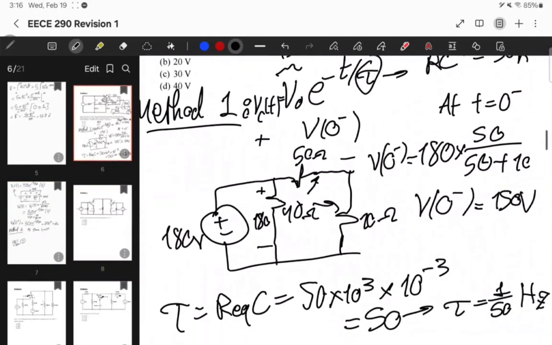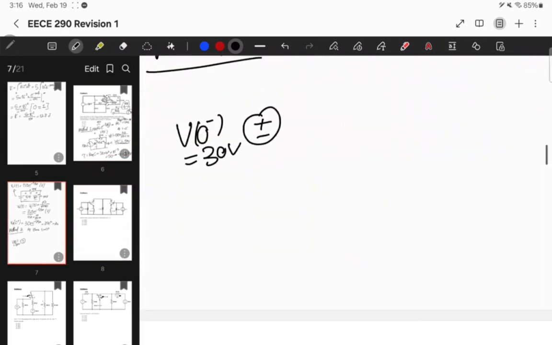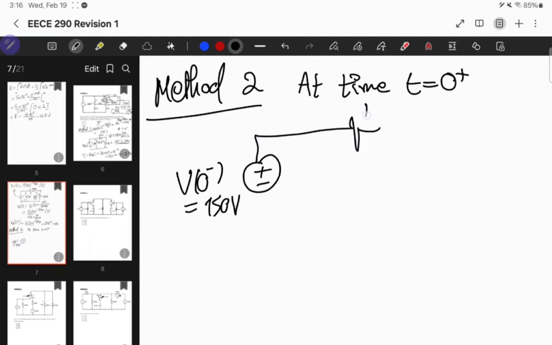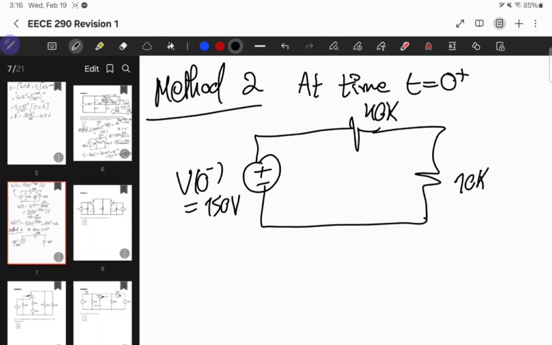Sorry, not 30, this is 150, my bad. This is 150, not 30. I calculated this before, so I replaced the capacitor with a voltage source at time equals 0 plus, right at switching. Here I have a 40k and here I have 10k. And we're doing this analysis at time equals 0 plus, remember, so whatever value I get in here, it's a value at 0 plus.